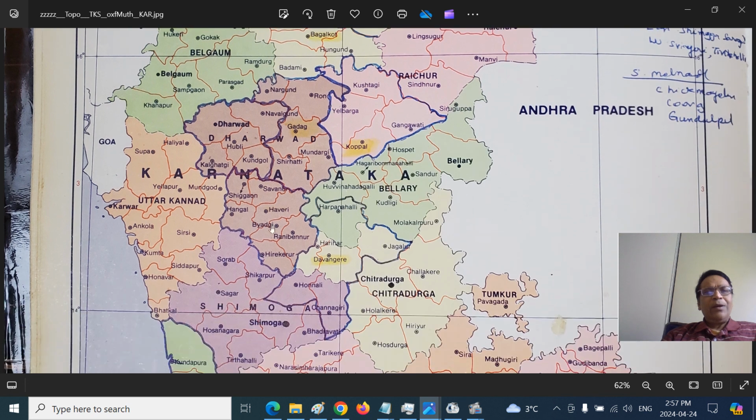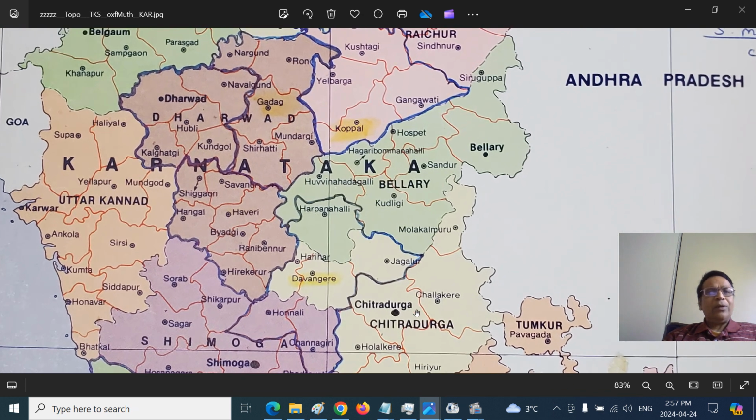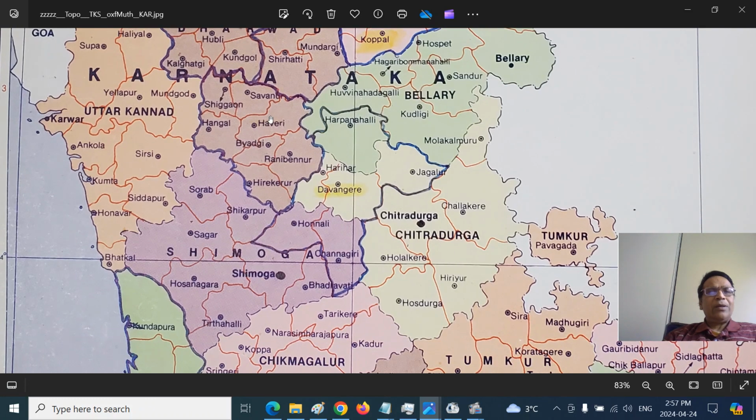And of course, this is the Dharwad district. That was the headquarters of the division. That is the Bombay Karnataka region. And you see the Dharwad region, Gadag region, Haveri region. Dharwad, Navalgund and Hubali and Kundgol and Kalghatgi here. And in the Gadag region, Nargund and Ron, Gadag and Mundargi and Shirhatti. In the Haveri, this is the Haveri, Ranibennur, Hirekerur, Byadgi and Hangal, Shiggaon and Savanur.